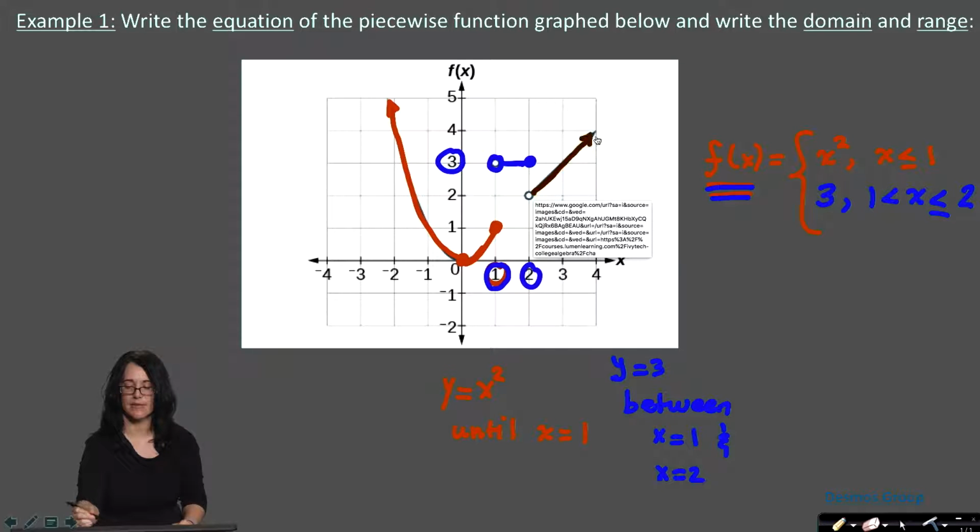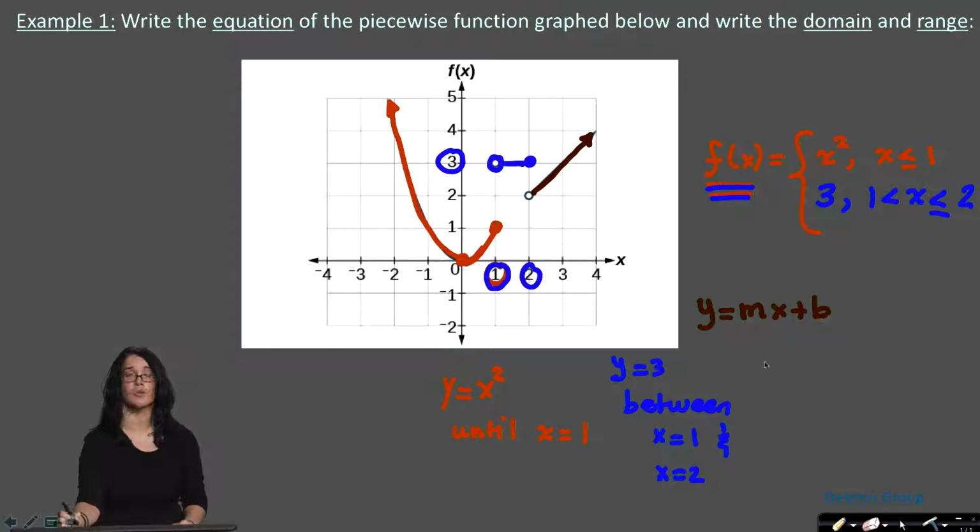A slanted line, right? And that slanted line, remember lines can be written as y equals mx plus b, our slope-intercept form.